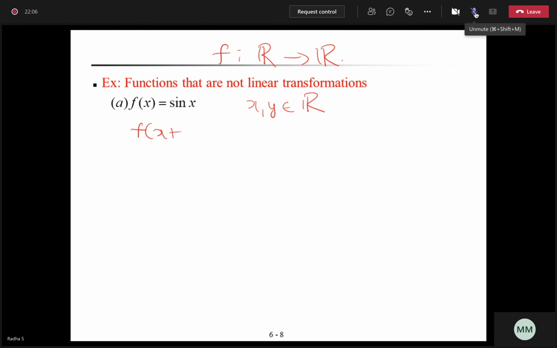Here your vector is itself a single value. In the previous case, your vector was a 2-dimensional value, right? Every vector was coming from R square. So if I take u, u is nothing but u1, u2. But if I take x, it is simply x only, a single real number. It's not x1, x2. So now tell me, what is the condition I need to check? F of x plus y is equal to f of x plus f of y.